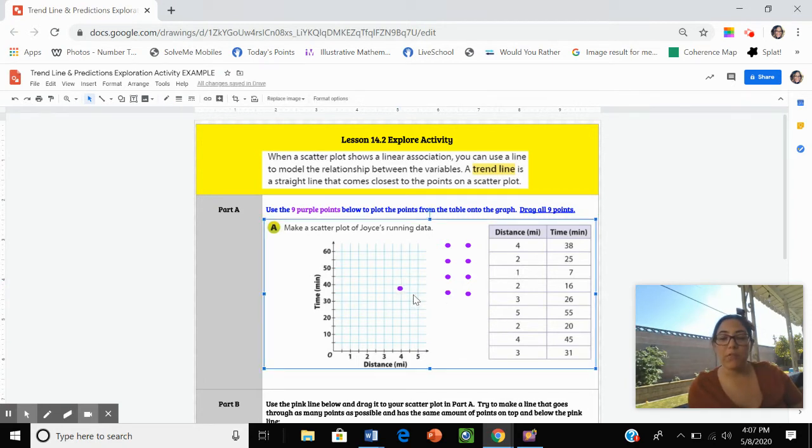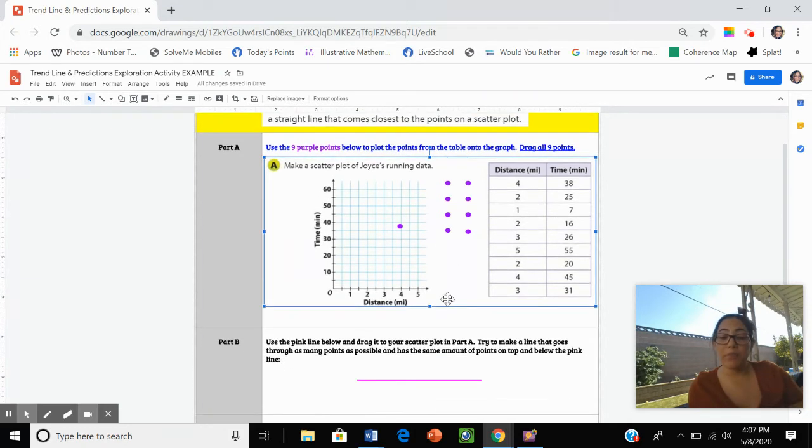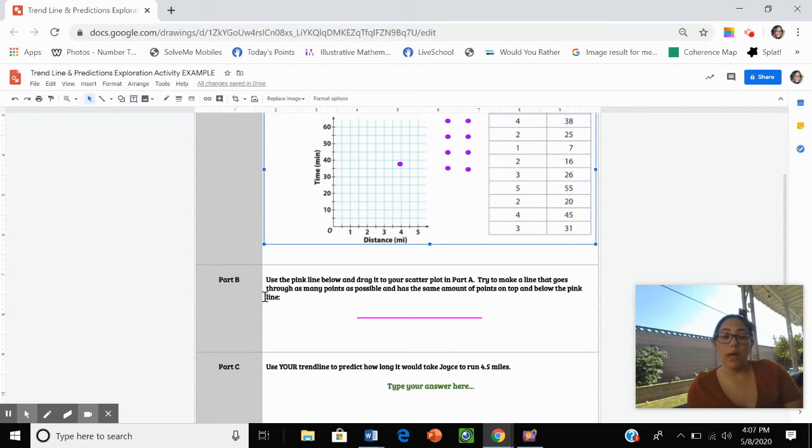It doesn't have to be perfect. Notice how it's not quite touching 40 minutes. It's just below that amount. I would continue to do that with the remainder of the points, so all 9 of those points should be on this graph somewhere. And then you can go on to part B.